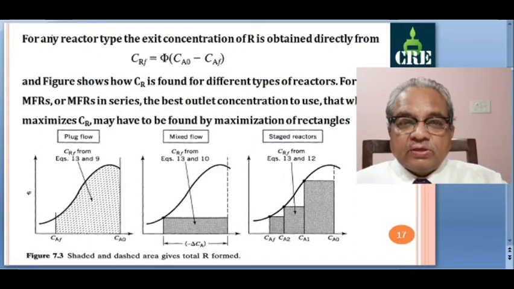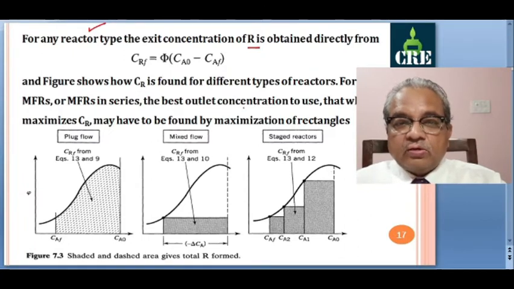Now we'll see the graphical representations for this. For any reactor type, the exit concentration of R, the desired product, obtained directly from CRF is equal to the overall fractional yield capital phi into Ca0 minus Caf. So if we know the overall fractional yield, you can find this. These figures show how CR is found for different types of reactors: mixed flow reactors in series, and plug flow reactor.